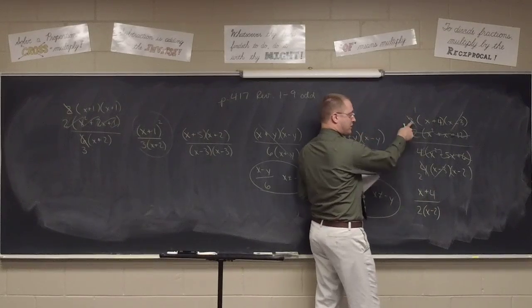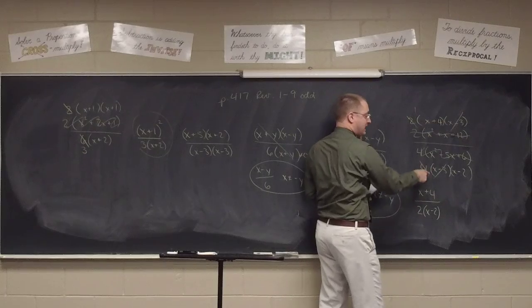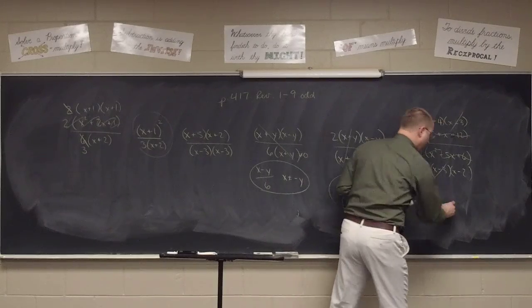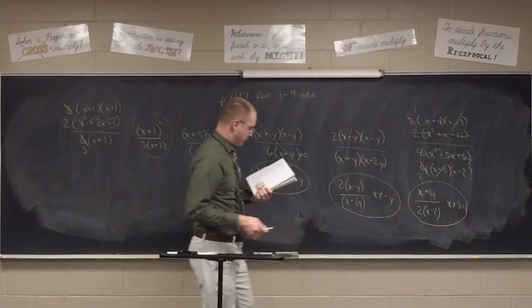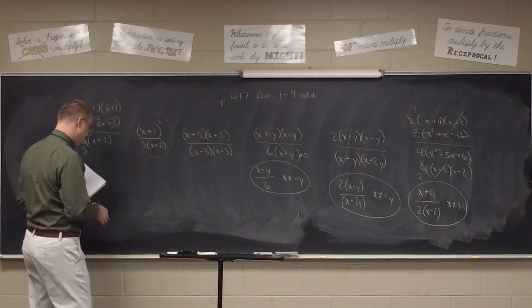We don't have to say that the 2 can't equal 0, but we do need to say x negative 3 can't be 0. Therefore, x can't be 3. And there's our answer on number 25.